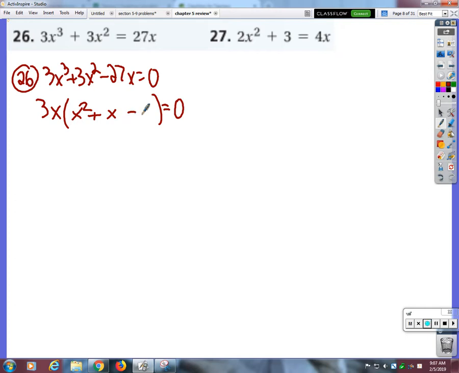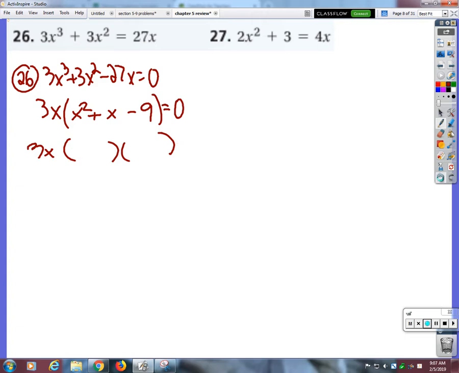Negative 9. Alright, so I got that part done. Okay, x and x in the front here, what two numbers multiply together to be negative 9 and add to be 1? Do you know why you have no idea? Because they don't exist.